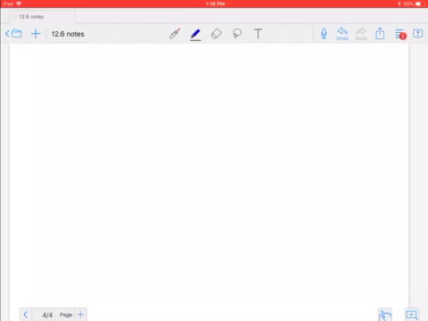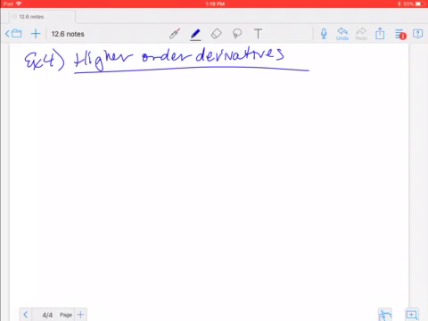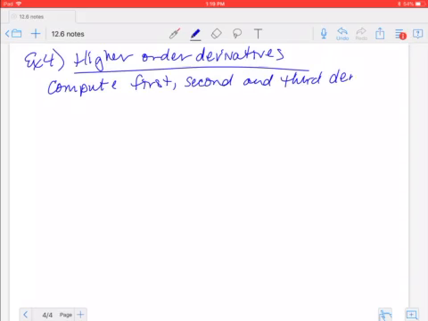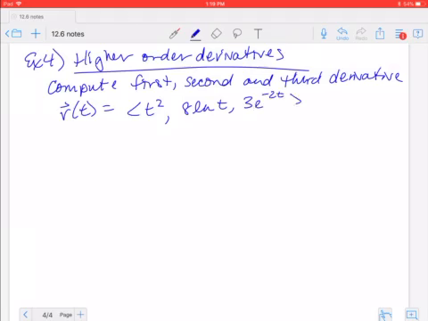Check this. What if I want to do higher order derivatives? No sweat. You just take a derivative again. We want to compute the first, second, and third derivative of this vector. T squared, 8 natural logs of t, and 3e to the negative 2t.